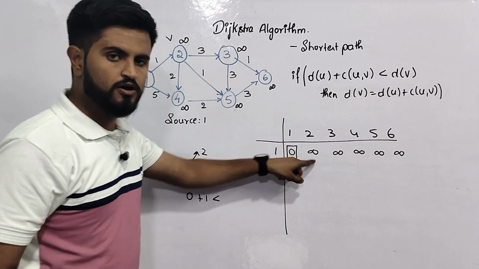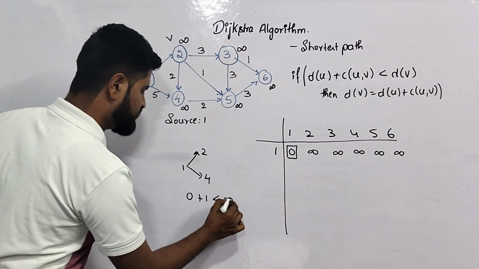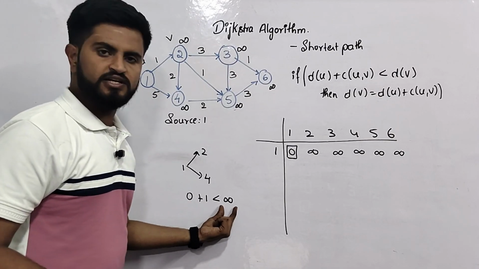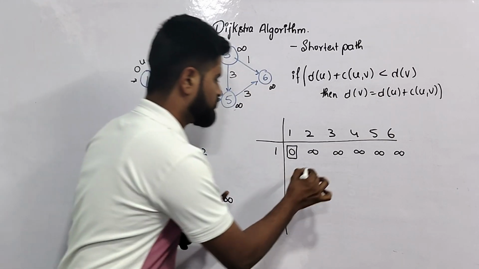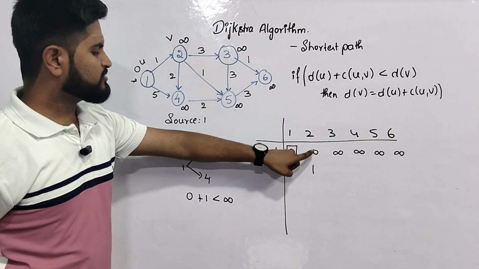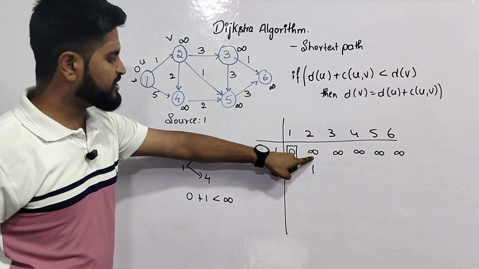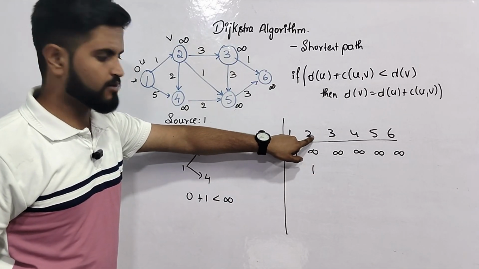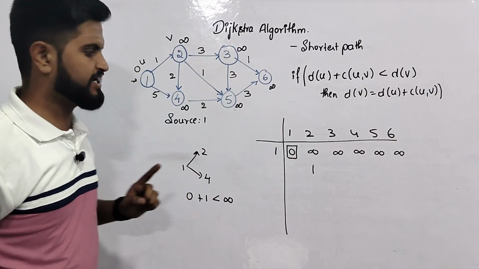The cost of moving from 1 to 2 is 1, which must be less than the initial value of 2. What is the initial value of 2? The updated one, infinity. 0 plus 1 will be 1. Among 1 and infinity, which is the smaller one? 1. So we will take the value as 1. The second node value is updated from infinity to 1.